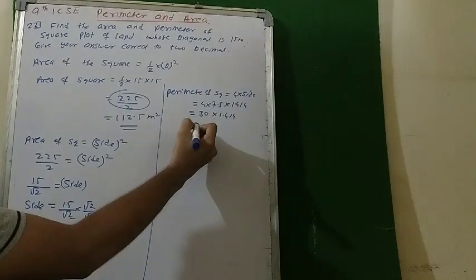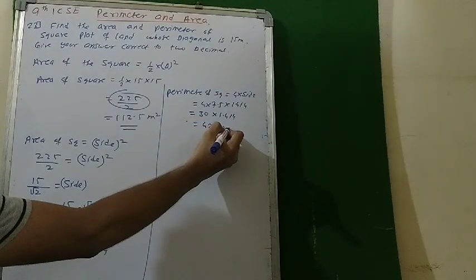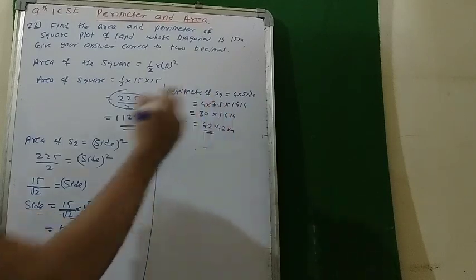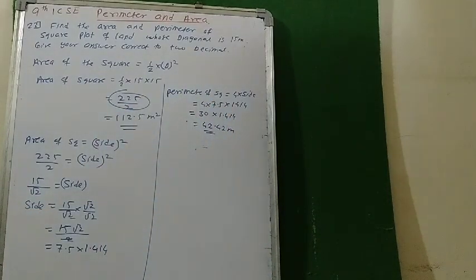So the area is 112.5, and the perimeter is 42.42 meters. Okay. I hope you got the answer.